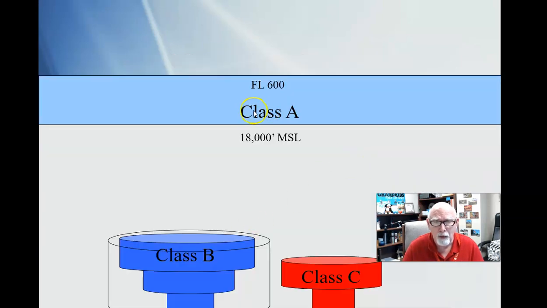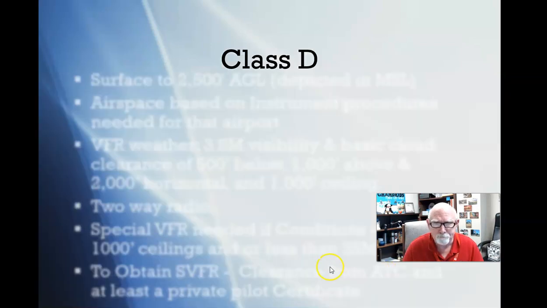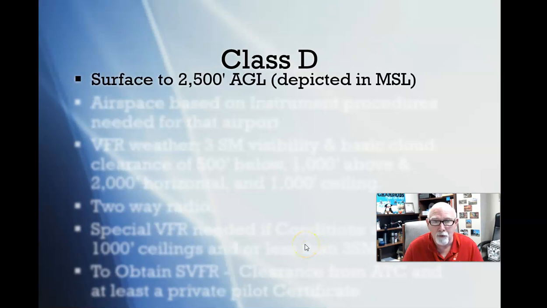Okay, again, there's your Class A airspace above 18,000. There's your Class B airspace, your upside-down cake, 10 nautical miles, 5 nautical miles, and then your Class C airspace, which looks like a mushroom. Class D airspace is basically, you figure, a cylinder that goes from the surface up to 2,500 feet AGL. Now notice that's AGL, above the ground, but it's depicted on the charts in MSL.